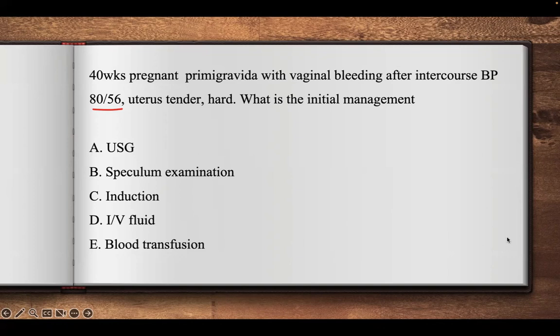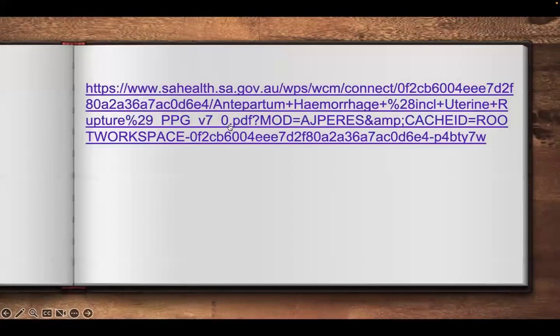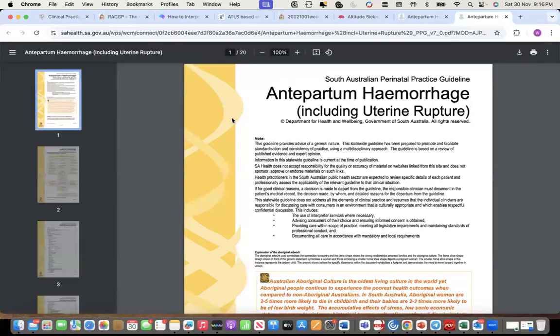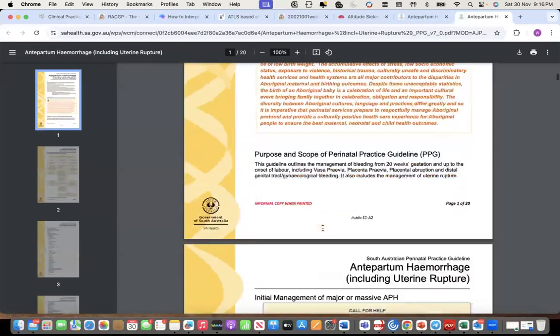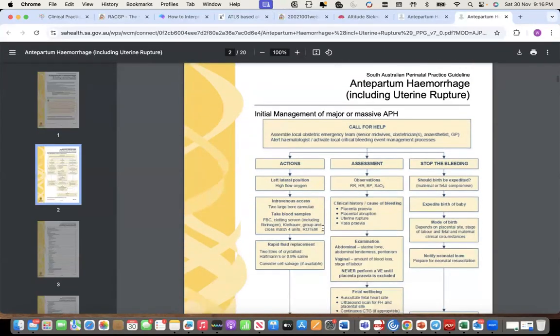Which guidelines are we talking about, Dr. Bushra? Are we talking about the Australian guidelines when the patient is in shock? The one we just discussed? Okay, let me have a look again. Let me go back. How do I go back? Wait. What are we talking about?